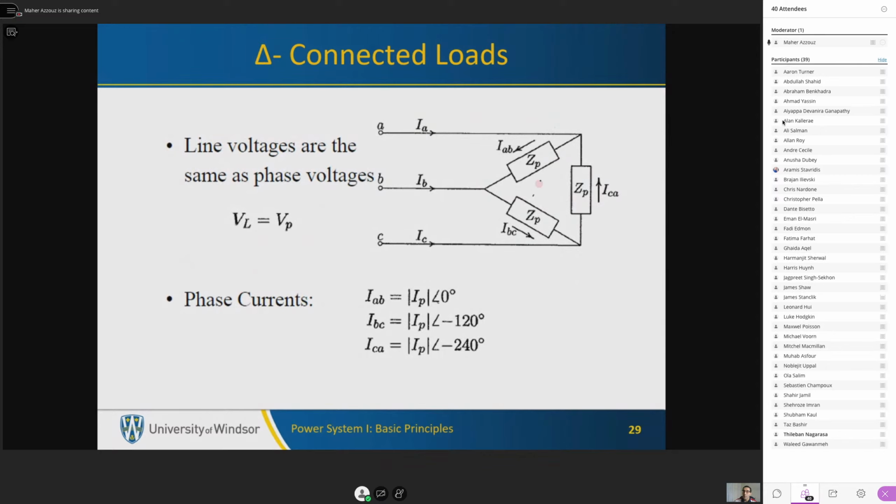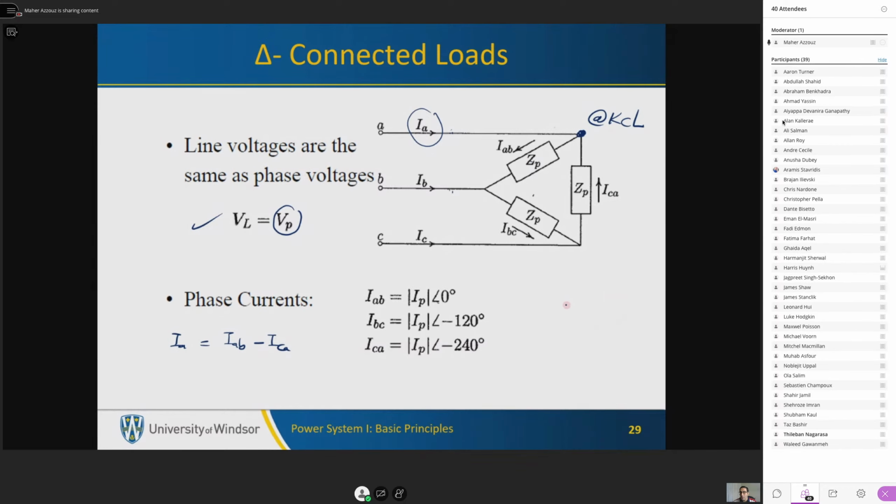For delta connected loads, the voltage across the load, which is called the phase voltage, is equal to the line-to-line voltage, the voltage difference between these two lines. But the phase current, the current through the load, is not the same as the line current, because the line current is distributed between two loads. If you apply Kirchhoff's current law here, IA is equal to IAB minus ICA.